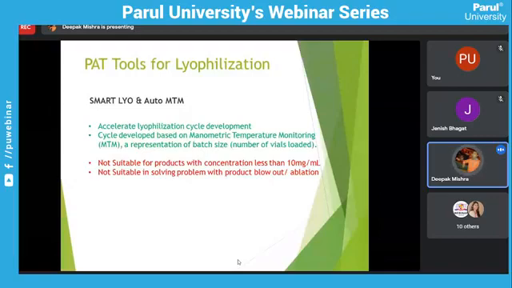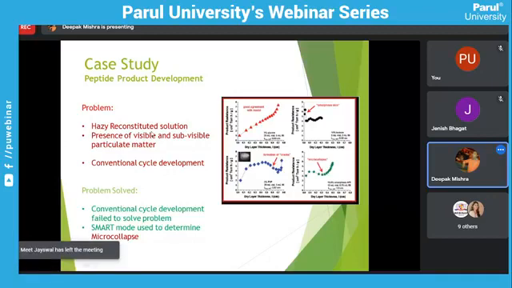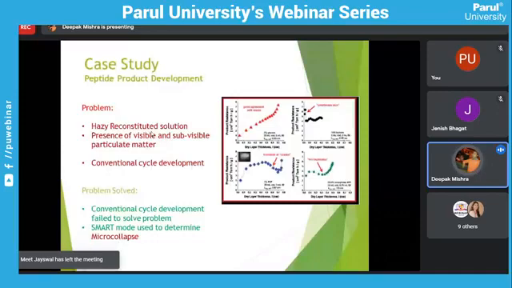Before ending my presentation, I also have one case study from my development. I am working on peptide product development. I can't share the name of the product. With this peptide product, I found a problem: a hazy reconstitution solution. Before administering to the patient, the solution should be clear. But my product after reconstitution is hazy.